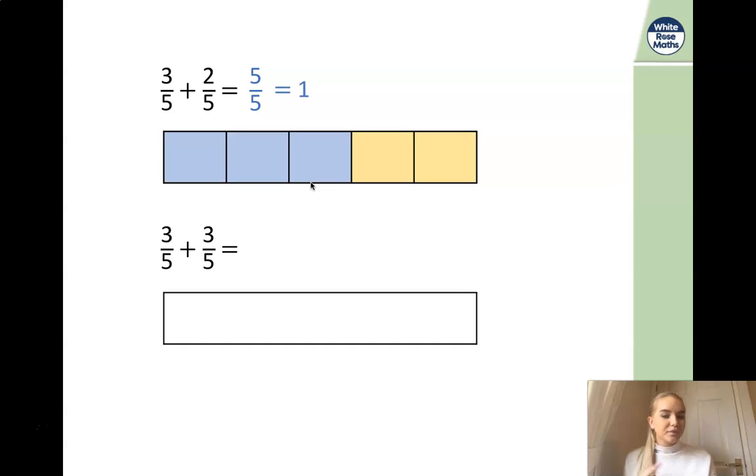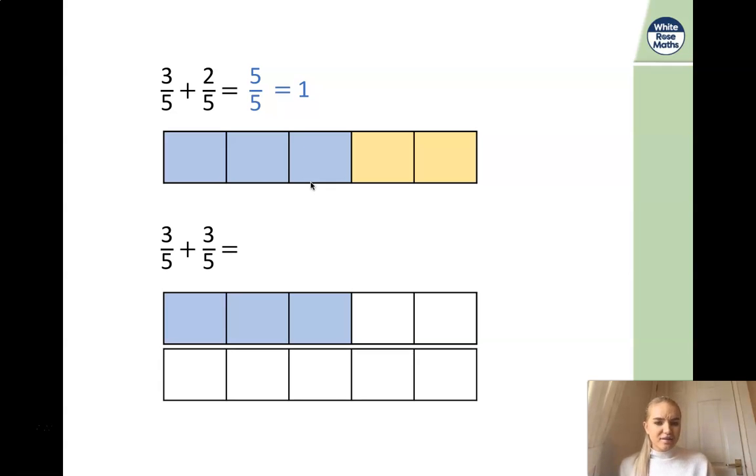Super job. Now I've got another example for you here. 3/5 add 3/5. Now, you might already know the answer without working this out, but can you have a go? See if you can use a bar model to work out this answer, please. Pause the video and have a think. Okay, so we can show our bar model by splitting it into 5 again and showing 3/5.